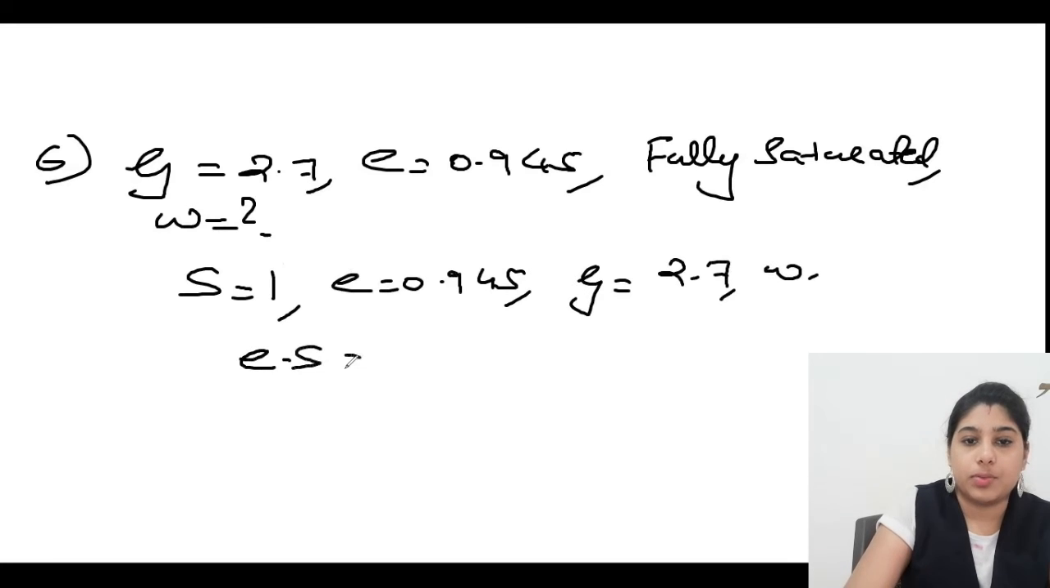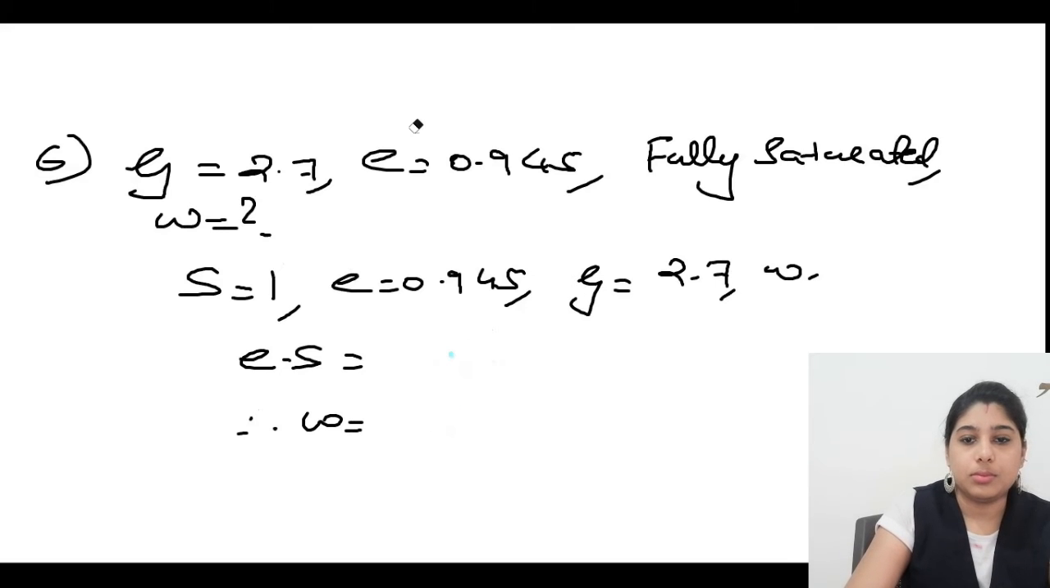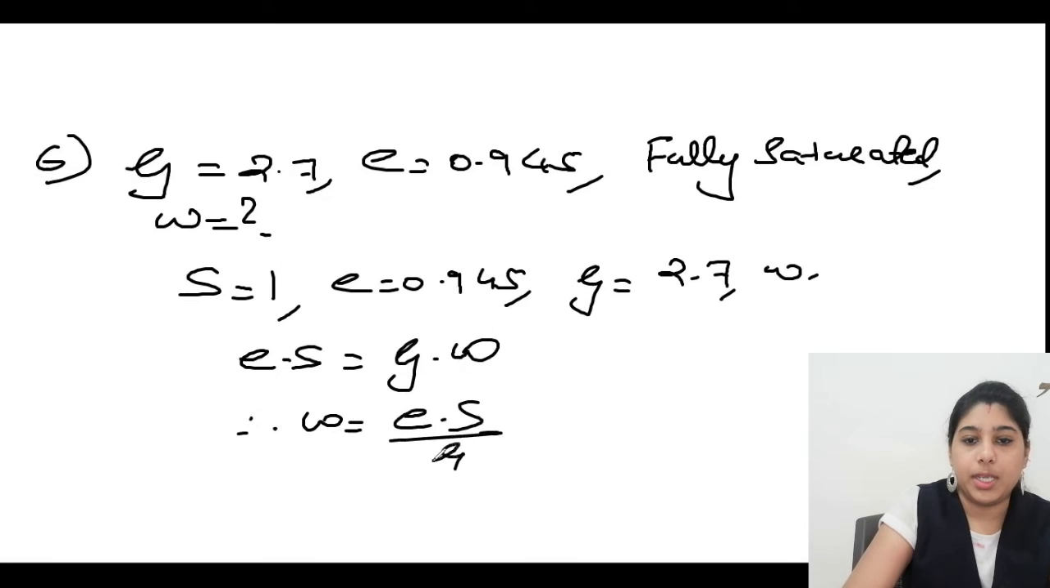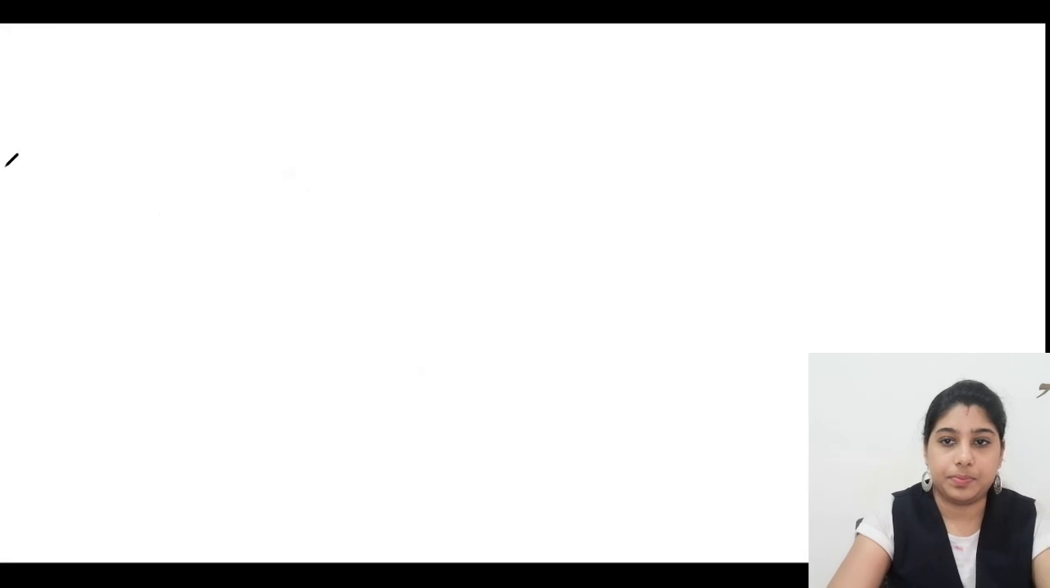You have to find w, and the first relation is e into S is G into w. Therefore w will be e into S by G, that is 0.945 into 1 by 2.7. When you do the calculation, you will get the answer 0.35, or every time it is expressed as a percentage, so 35%.